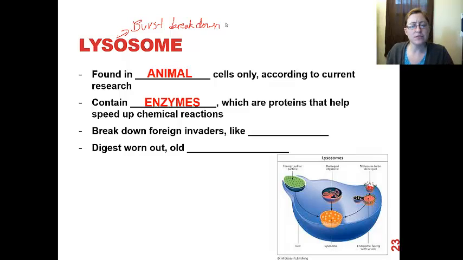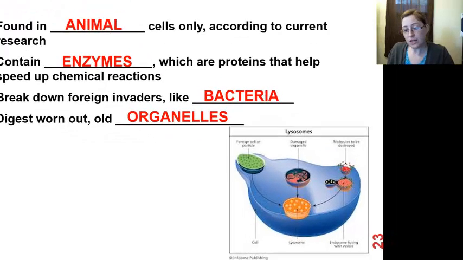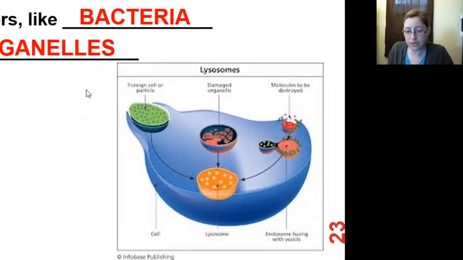So what kind of stuff do we need to break down in a cell? We want to break down any foreign invaders. If bacteria enter your cell, you want to be able to break them down so that they can no longer infect other cells. And also, sometimes parts of cells can get old or they can become damaged. So the lysosome is where those old organelles go in order to be broken down so new organelles can be built. And let's just zoom in on this picture down here.